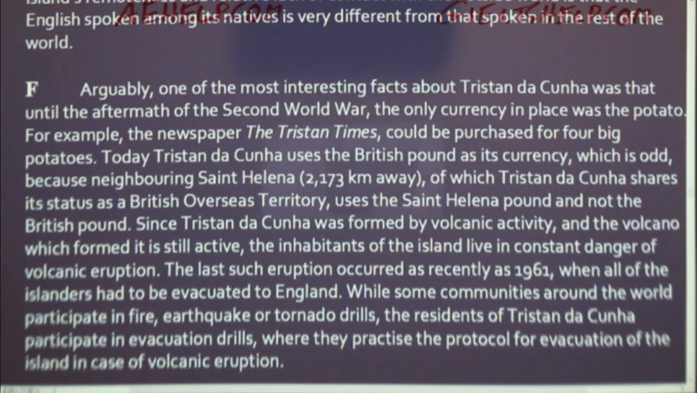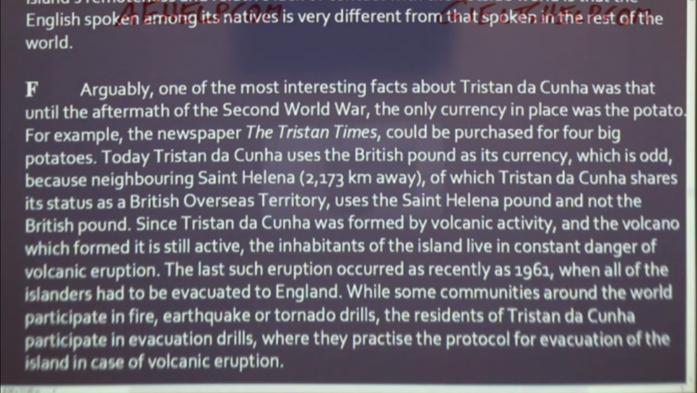Arguably, one of the most interesting facts about Tristan de Cunha was that until the aftermath of the Second World War, the only currency in place was the potato. For example, the newspaper, the Tristan Times, could be purchased for 4 big potatoes. Today, Tristan de Cunha uses the British pound as its currency, which is odd because neighboring Saint Helena, 2,173 kilometers away, of which Tristan de Cunha shares its status as a British overseas territory, uses the Saint Helena pound and not the British pound.